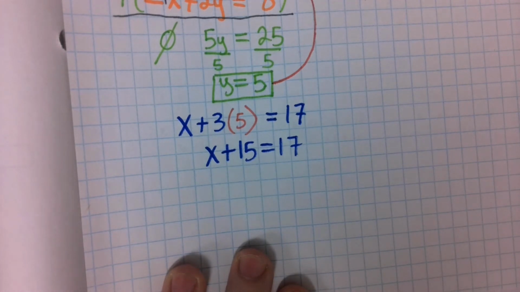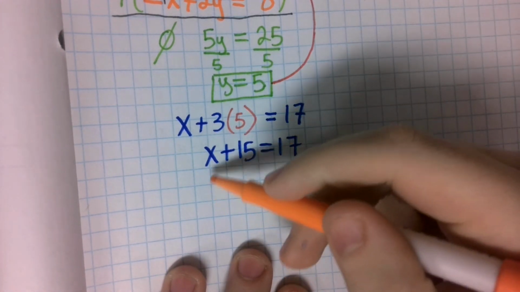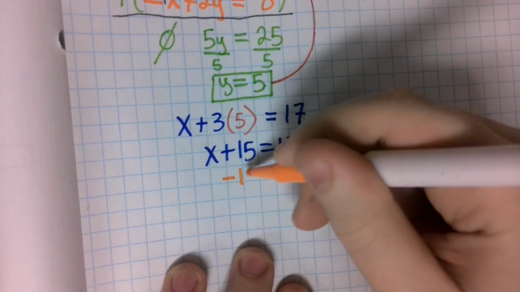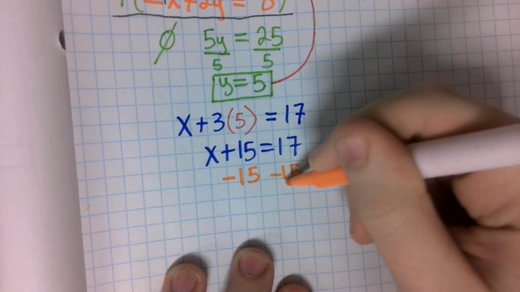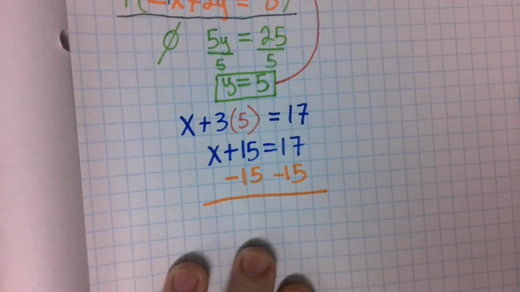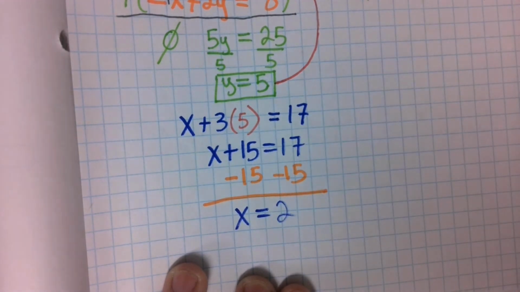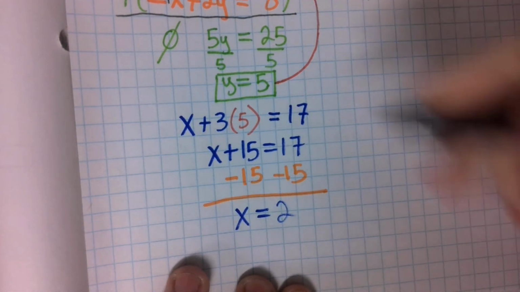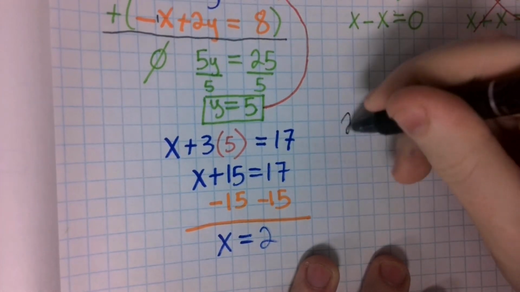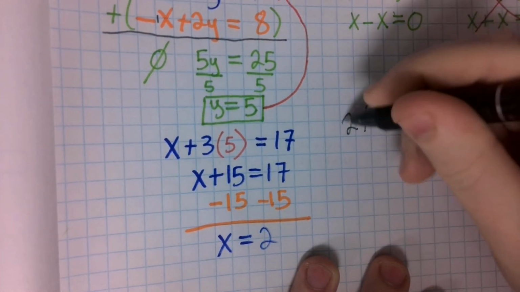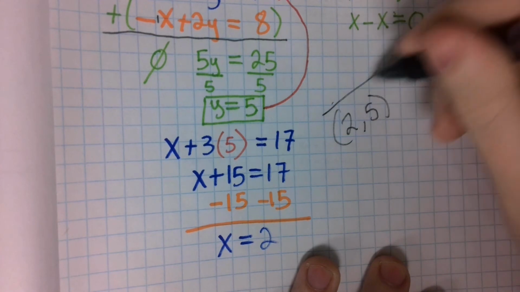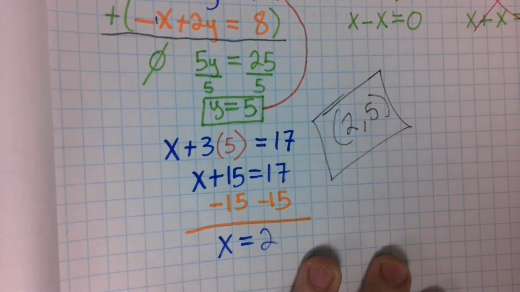And to finish it off, we want to get x all by itself. There's a plus 15 attached. Let's subtract 15 from both sides, giving us x equals 2. So you got all 3 points if your answer was 2, 5. Very nicely done.